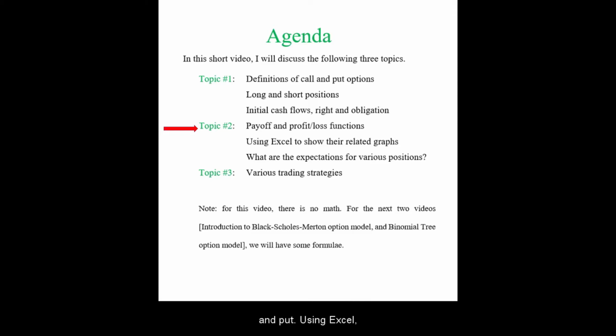Using Excel, I'm going to show you their related graphs. What are the expectations for various positions? The last topic will be various trading strategy. Our tool will be Excel. Note, for this video, there's no math, just basic Excel. For the next 2 videos, Introduction Black-Scholes Merton option model and Binomial tree option model, we will have some formulas.